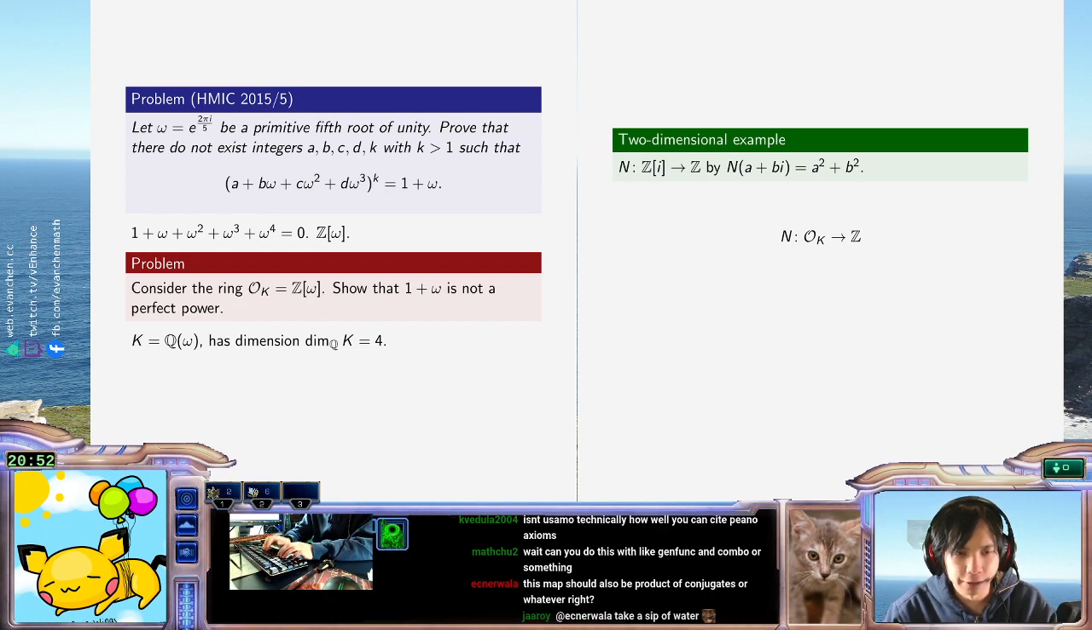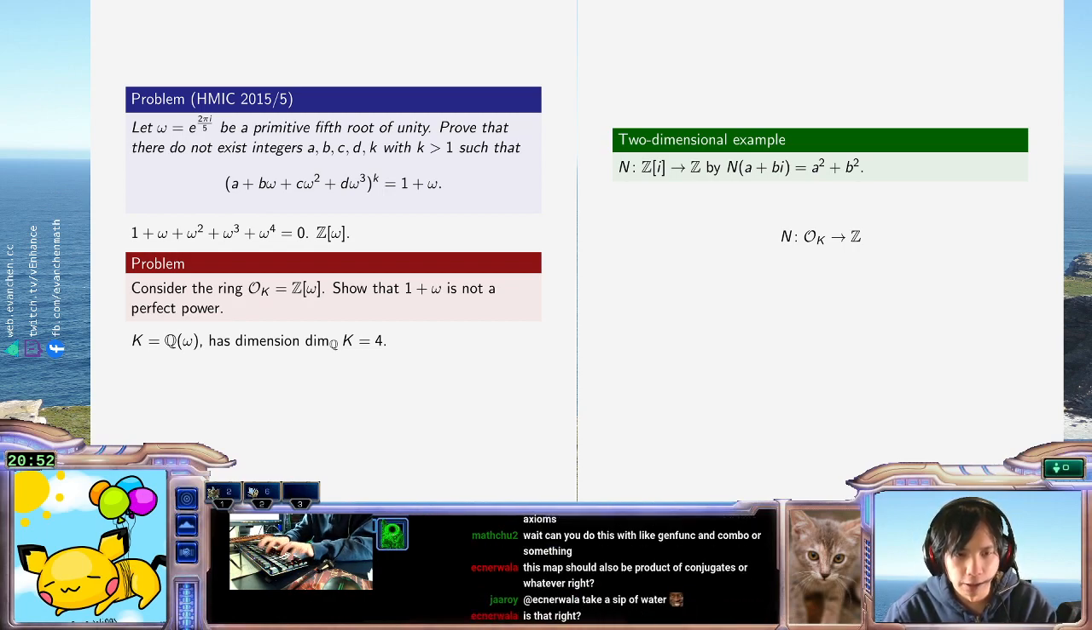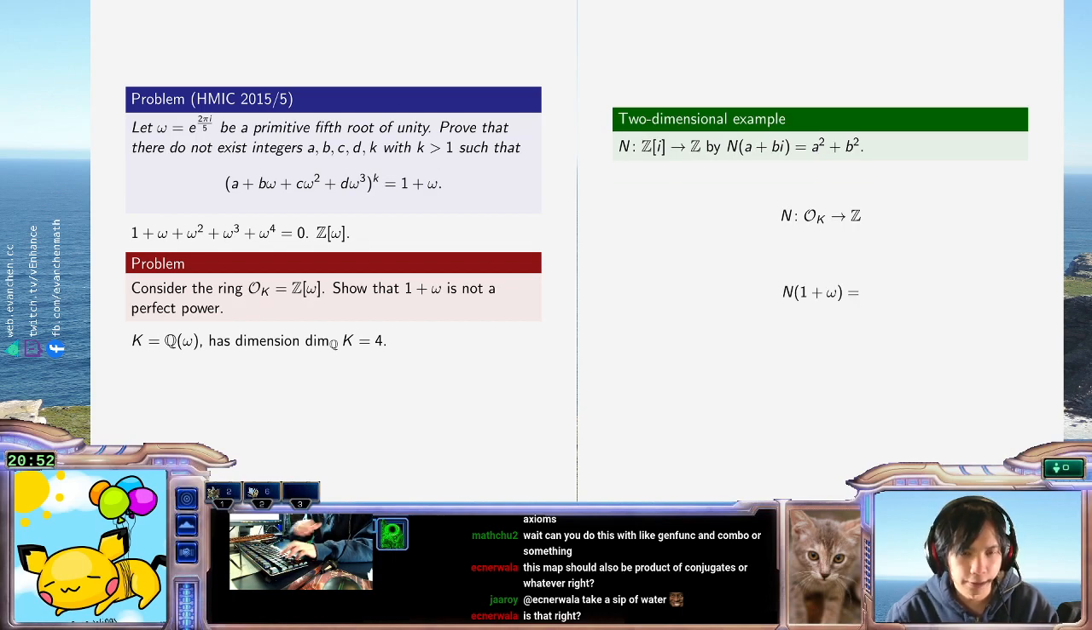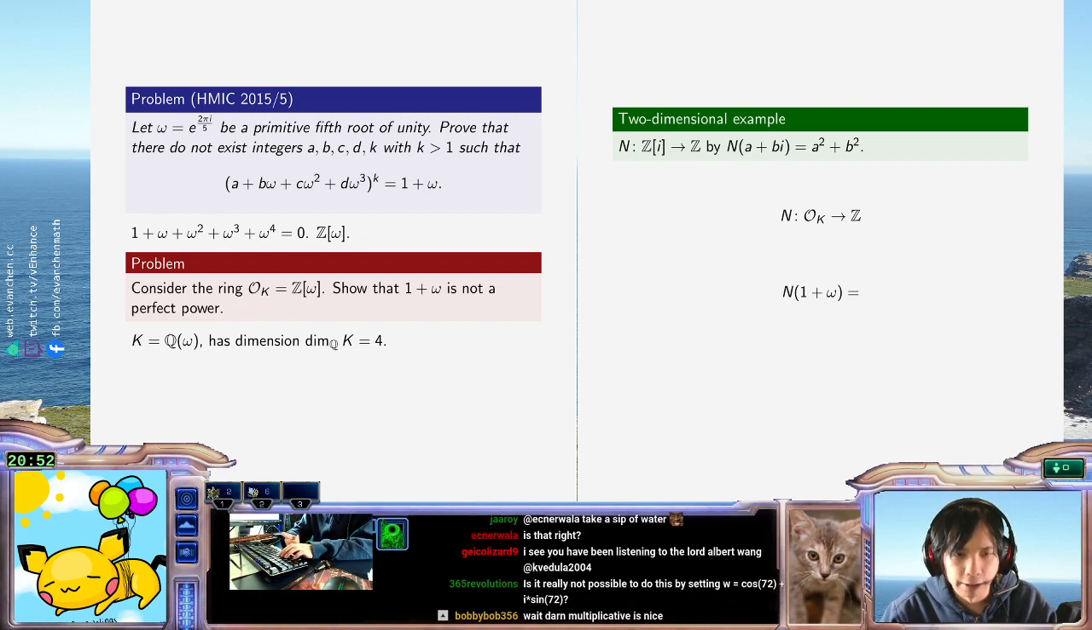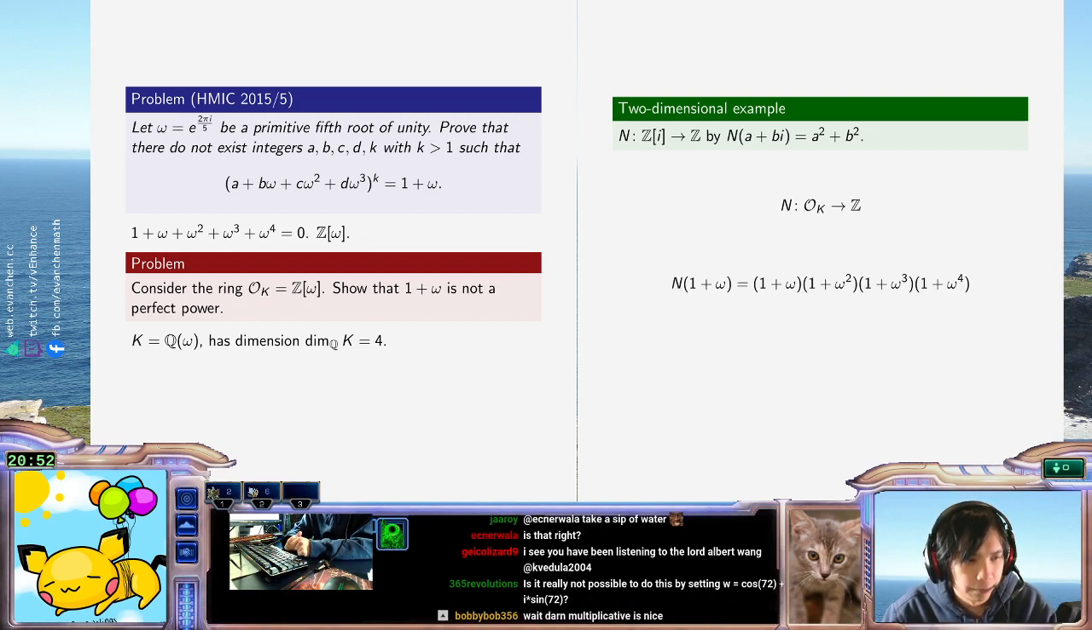So first what I'm going to do is compute N of 1 plus omega. It's a theorem that this is equal to the product of the Galois conjugates. So it's equal to 1 plus omega, 1 plus omega squared, 1 plus omega cubed, 1 plus omega to the 4, where omega is our fifth root of unity.